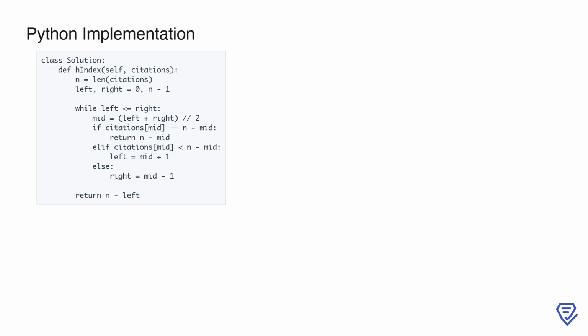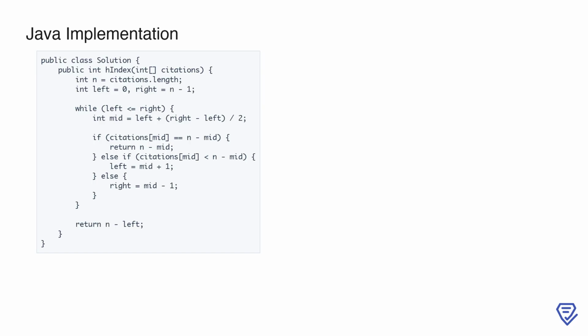Efficiency. This solution has a time complexity of O(log n) due to the binary search, making it highly efficient for large datasets. The space complexity is O(1) as it uses a constant amount of extra space. Edge cases. If the citations array is empty, n is 0, and the function correctly returns 0. If all elements are 0, the h-index is also 0. If the array has very high citation counts, the algorithm adjusts accordingly to find the correct h-index. This concise and efficient implementation leverages the sorted nature of the input to provide an optimal solution to the problem.